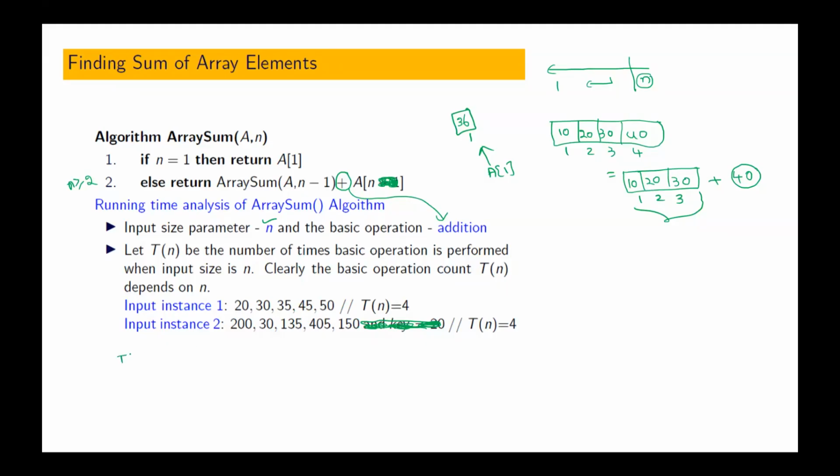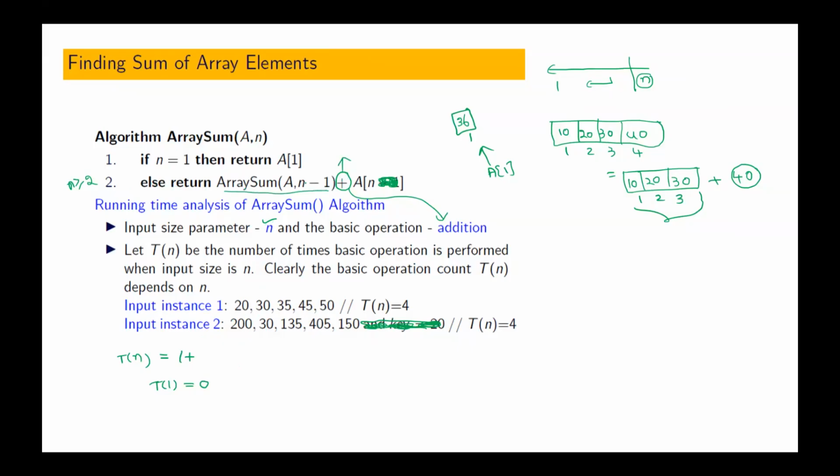Now tell me, what is T of n? Can you go to the initial conditions here? What is T of 1? If n equal to 1, how many times is the addition operation performed? 0 times. If n is not equal to 1, we come to the else part. Automatically one addition is performed here. So 1 plus, again we call this function with input size n minus 1.